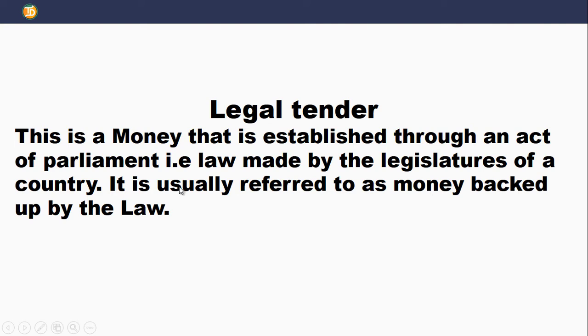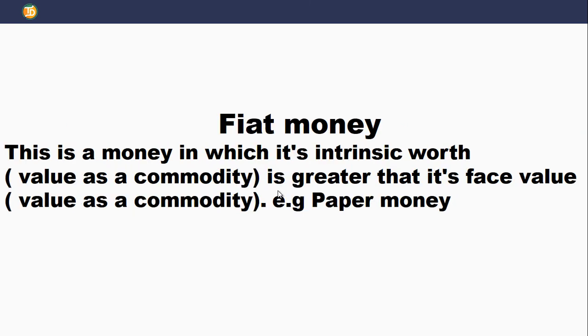Now, let's look at the types of money. Number one is legal tender. A legal tender is a type of money that is established through an act of parliament. So, any money that is established through the law of a country, law made by the legislatures of a country, such money is said to be what? A legal tender. Number two, we have fiat money.